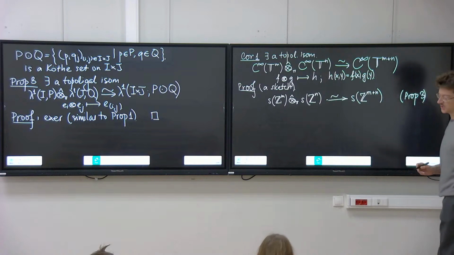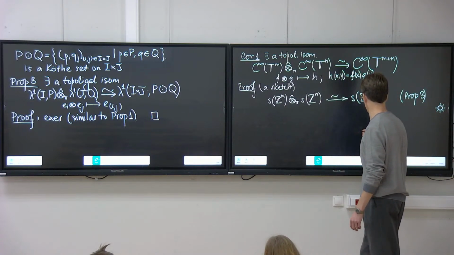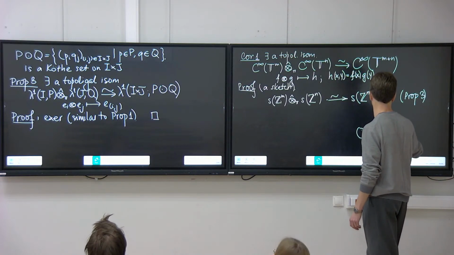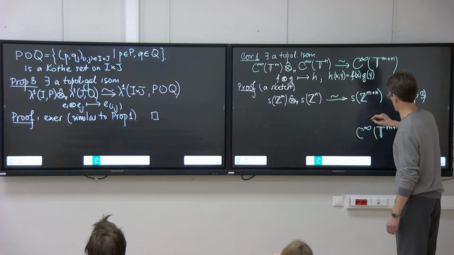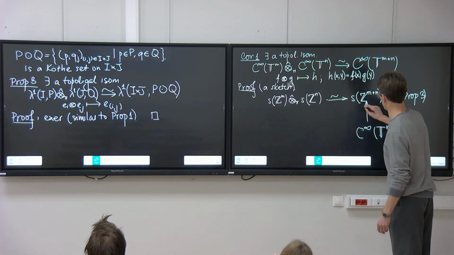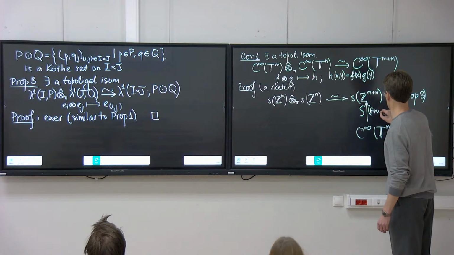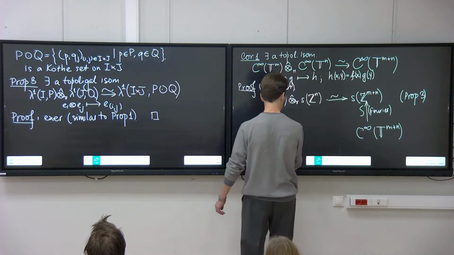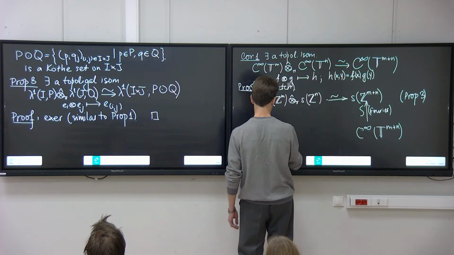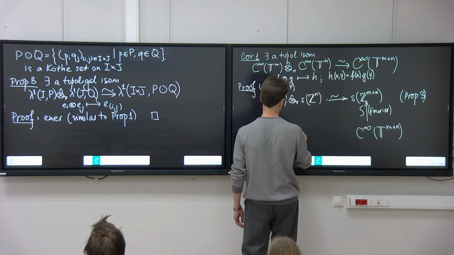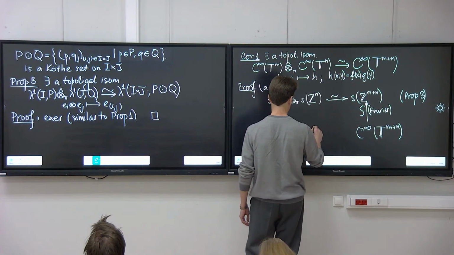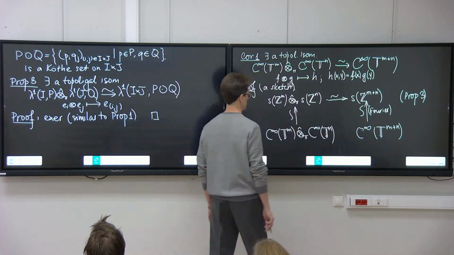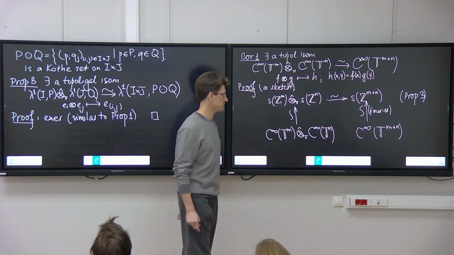On the other hand, we have the Fourier transform, which gives us a topological isomorphism between C infinity on the torus and the space of rapidly decreasing sequences in this way. And similarly, we have here C infinity on the m-dimensional torus and C infinity on the n-dimensional torus. Again, this is just the tensor product of two Fourier transforms.